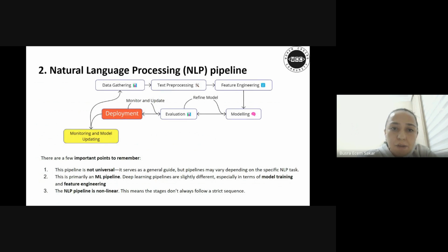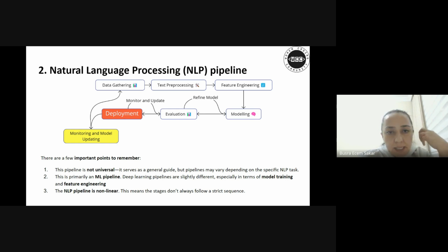Now let's take a closer look at the NLP pipeline, which outlines the key steps involved in building and deploying an NLP model. We will start at the beginning of the pipeline with data gathering. This is the process of gathering the text data required for our NLP task. Data can come from different sources like customer reviews, social media posts, business documents, legal documents, or healthcare documents, for example.